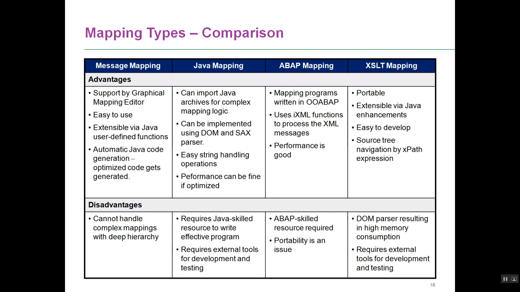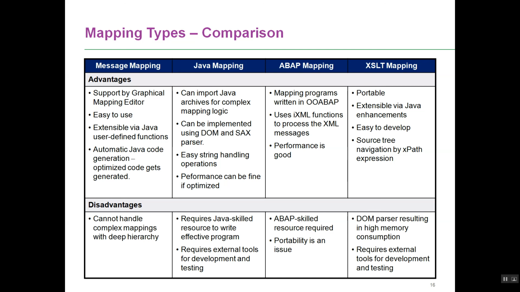Let's do a final comparison of the mapping types. There are 4 mappings in PI: message mapping, Java mapping, ABAP mapping, and XSLT mapping. Message mapping is supported through the graphical editor. It is extremely easy to use. It does not require any special skills. It can be extended via Java user-defined functions. We will see these Java user-defined functions in the next session.